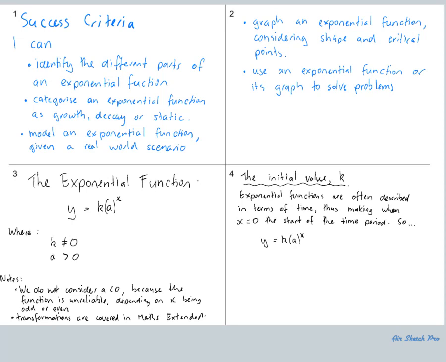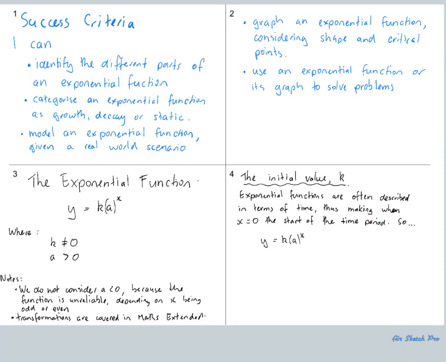Now we're going to have a look at the different parts of the exponential function to unpack what they do. I'm looking at slide 4 now, and that value k is often called the initial value. In our population example from the last lesson, the starting population was 24 million, and that was the value of k when we created the function. Exponential functions are often described in terms of time, so when x equals 0, where x is the variable representing time, it's the start of the time period.